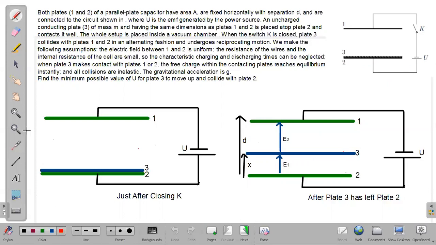So here is the solution for this question. On the bottom side, we have two diagrams on the left side and the right side. The first diagram is just after closing the switch, and the second diagram is after plate 3 has left the plate number 2. So first of all, we will consider the situation just after the switch is closed. It is just like a capacitor.